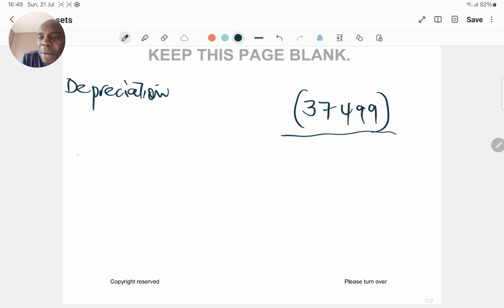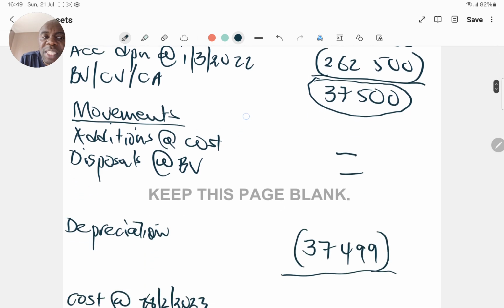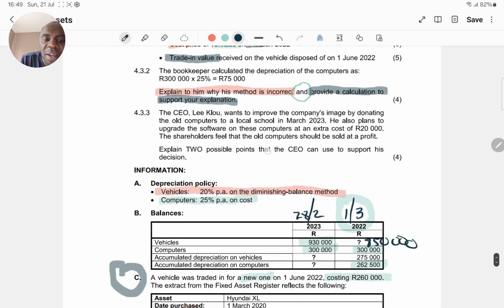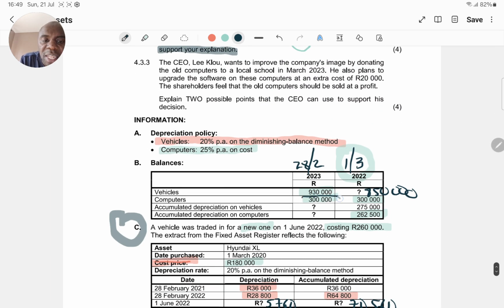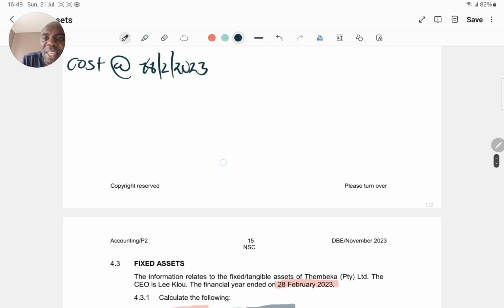So it becomes cost at the end of the year, which is the 28th of February 2023. The cost is historical cost. The historical cost is 300,000. Is this the figure that you see here? It's 300,000 that you see here.